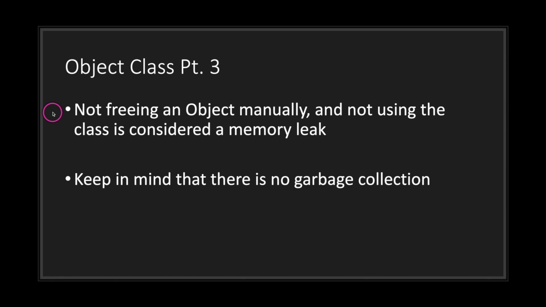So let's look at two things first. One, when you're not freeing an object that inherits from the Object class manually, you're leaving that object somewhere in memory. Even though you're not using it, it still exists somewhere. You do that multiple times, and your memory grows. This is what's considered a memory leak. Keep in mind that there is no garbage collection to remove unused objects that inherit from the Object class. Even if you're not using that object, it will still be in memory.